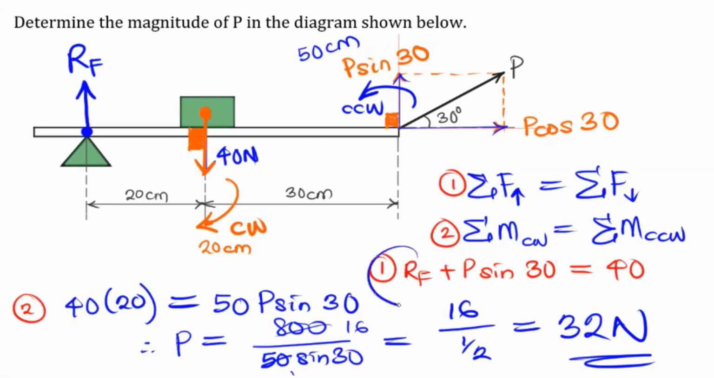But I didn't mean that we're not interested in finding RF. We can take it a notch further and say that RF is going to be 40 minus P sine 30. P sine 30 will be 32 sine 30, and that is 16. 32 sine 30 is 32 times 0.5. So this will be 24 newtons. Okay, so I think with this we can call it quits with respect to moment. I think we've exhausted quite all that they might be asking of us.